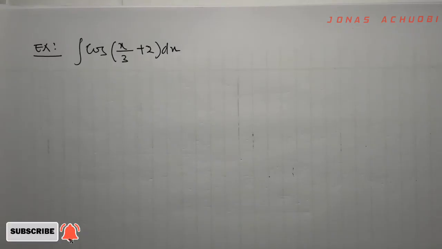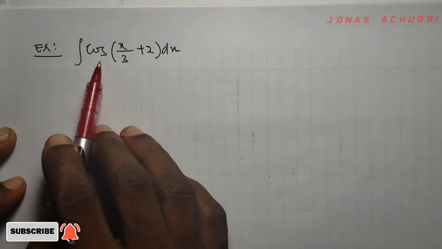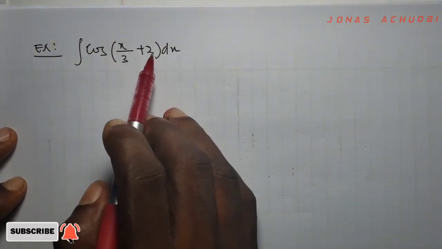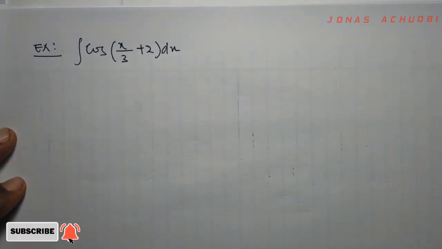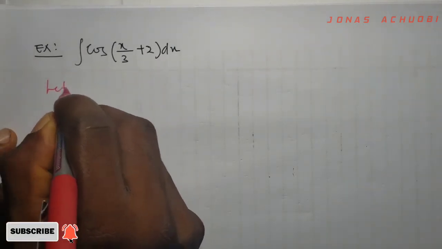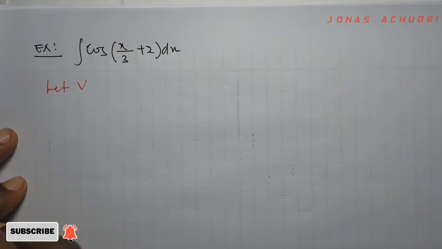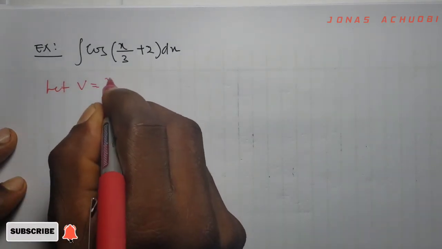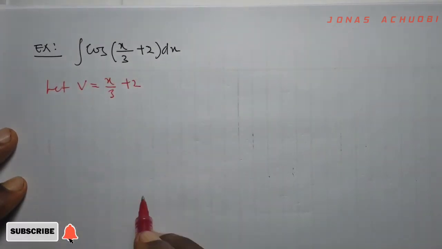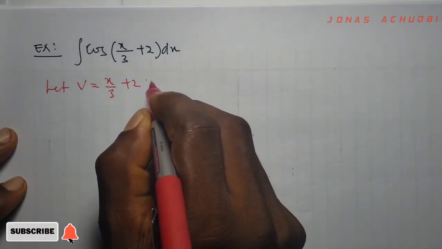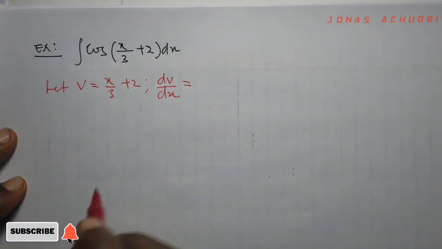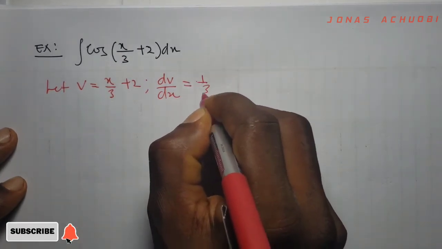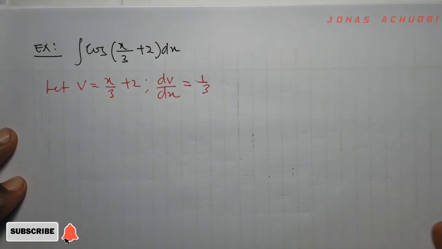For the second example, we wish to integrate cos(x over 3 plus 2) with respect to x. Once again, we shall proceed like in the previous example. So we say, call out the inner function, let v be equal to x over 3 plus 2. Once you've done this, you now differentiate with respect to x. So dv/dx gives us 1 over 3, since 2 is a constant, that is just 0.